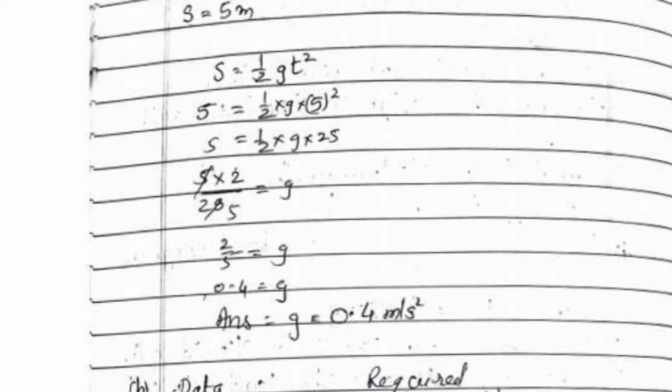When you divide 2 by 5, you will get 0.4. So the value of g is 0.4. So the answer with unit: g is equal to 0.4 meter per second square. Correct? Now, yes. Next sum we will go. This is an application of whatever kinematic equations we have learned last year. That was the application of it.